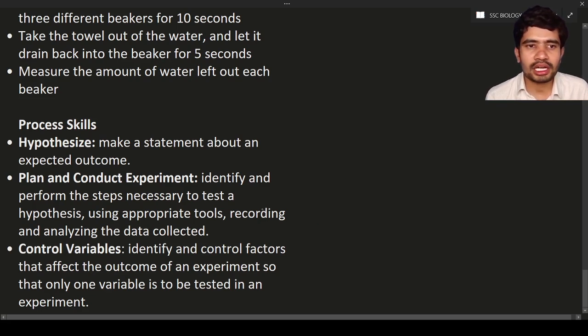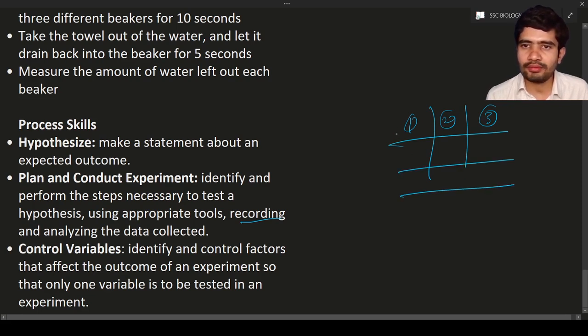Next is recording and analyzing the data collected. After doing the experiment, out of the three cloths, first, second, and third, which one absorbs more water? She is going to come to the conclusion after doing the experiment and collecting the data. So she will draw a table in this way. First towel: how much water is absorbed? Let us consider it absorbed around 100 ml. The second towel absorbed about 50 ml. The third one about 30 ml. Based upon it, she is going to draw the conclusion. She gets the data, and based upon the data interpretation, she is going to suggest to her father which cloth to purchase for better absorption of water.